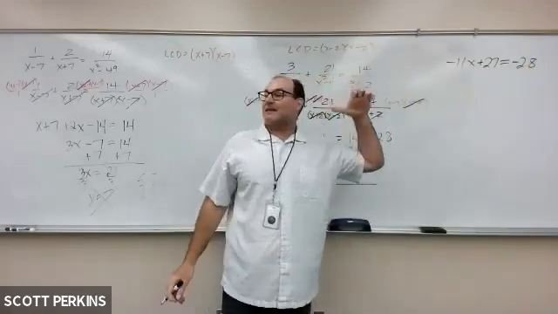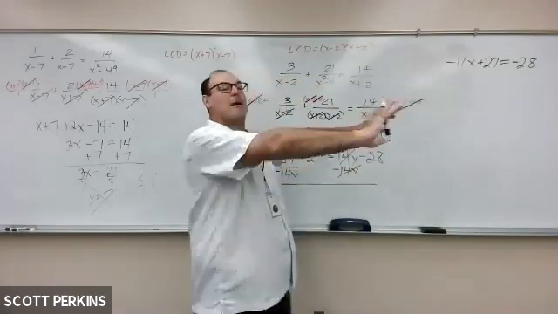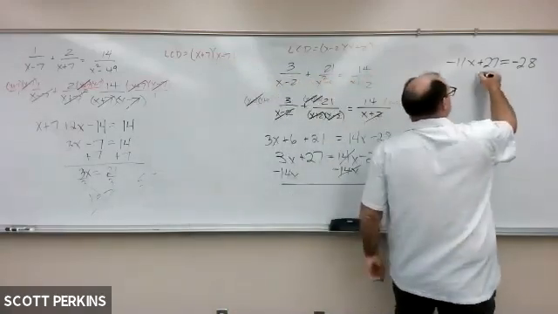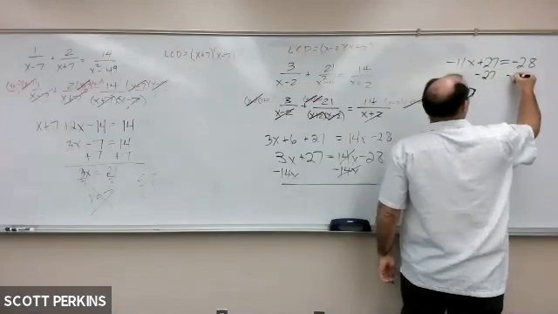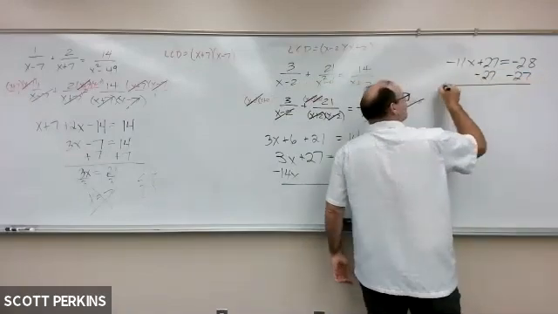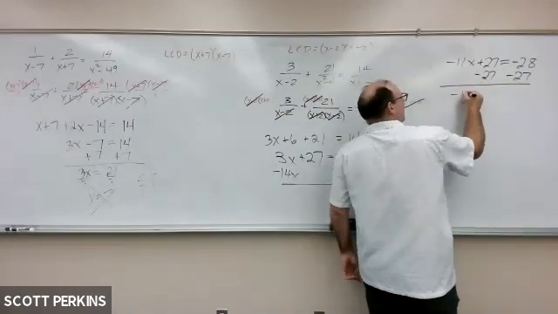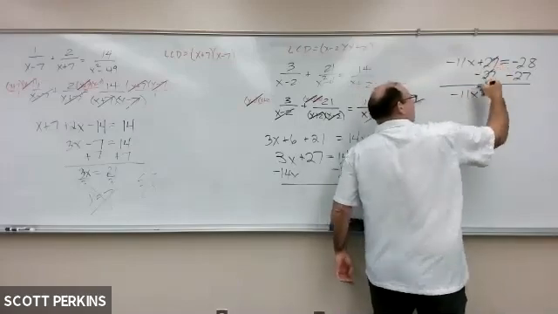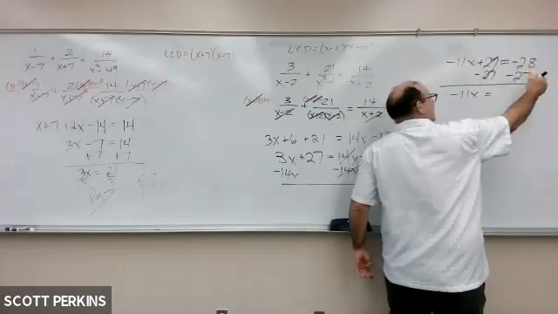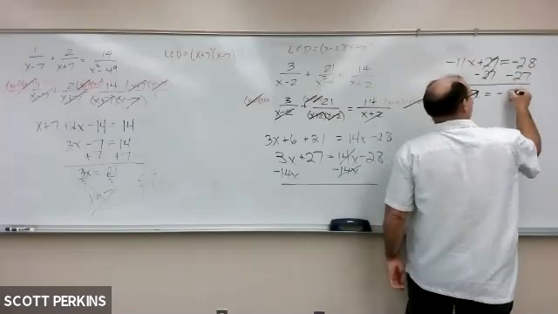So I've got all my x's on the left. That's what I like. I'm going to put all the numbers on the right. So I'm going to subtract 27 from both sides. So that leaves me negative 11x. The 27's cancel. Negative 28, negative 27 is negative 55.